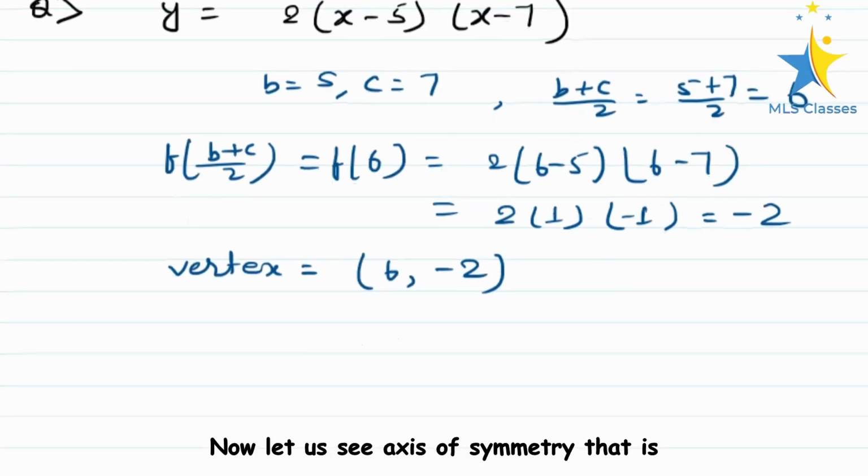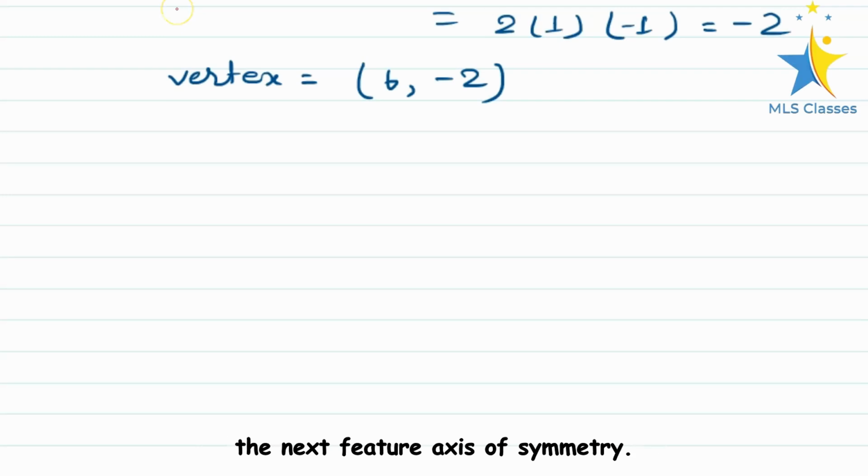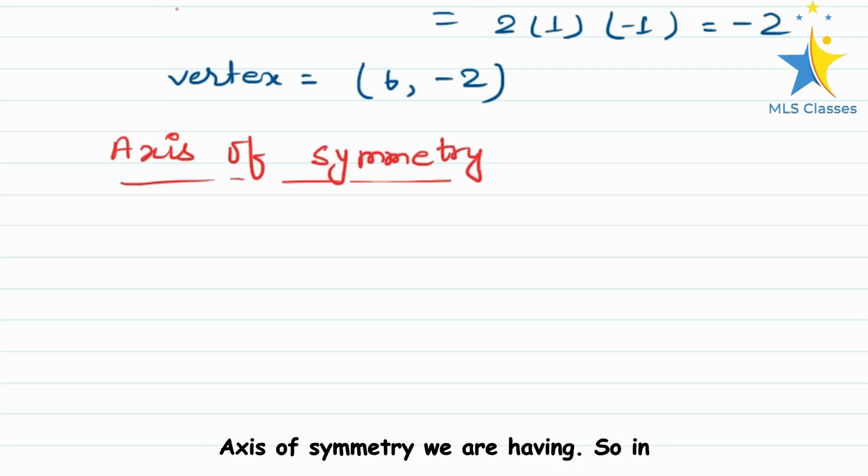So from here we can say that the vertex will be (6, negative 2). Now let's see the axis of symmetry. That is the next feature. Axis of symmetry. What is basically the axis of symmetry?